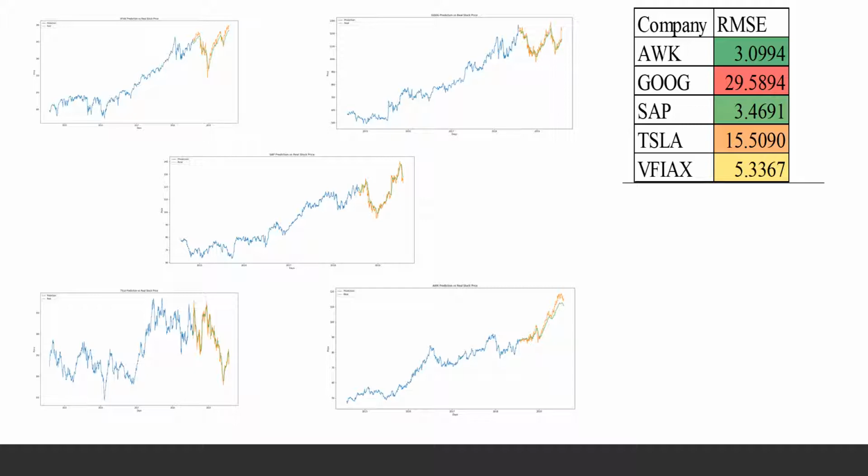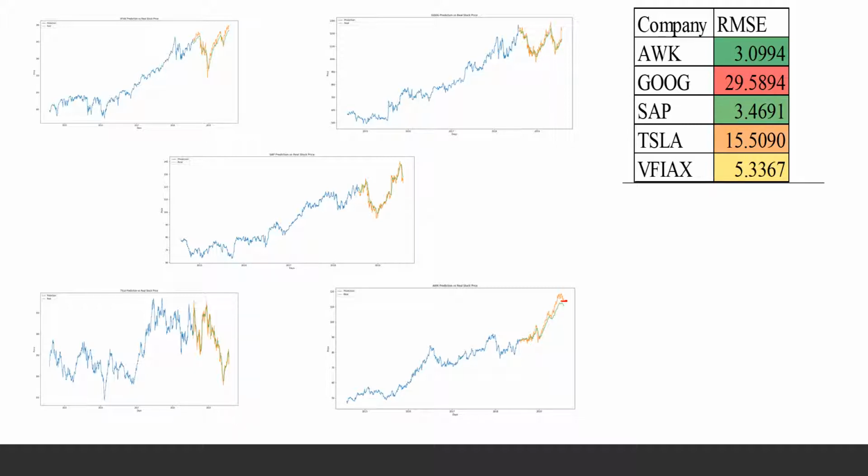So I've just brought this up to show you how each one of the stocks is being predicted by the LSTM models. And as you can see, I'm sorry, the font is very small. I was hoping to maximize it. The AWK over here is having a very good prediction, although you can see a small space in between, it has a good RMSE value.